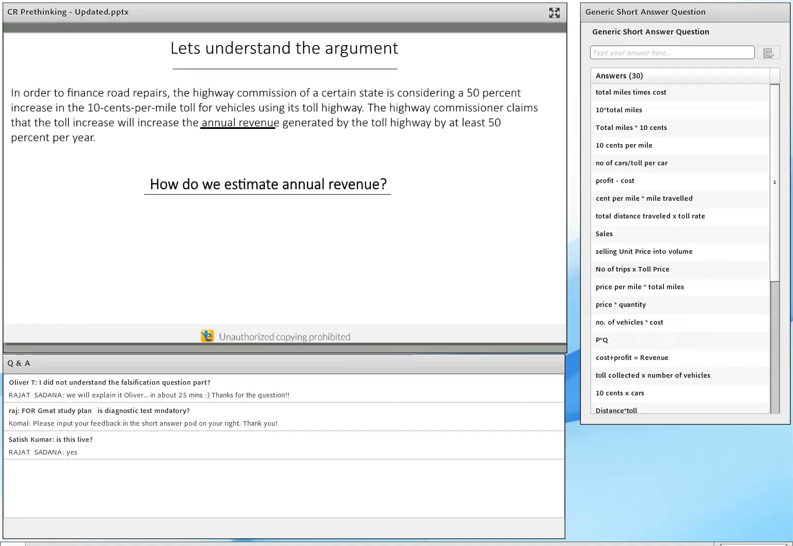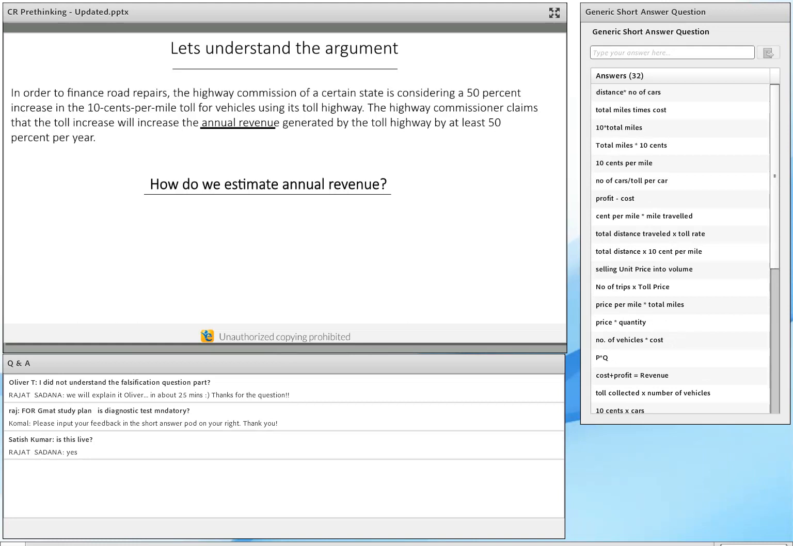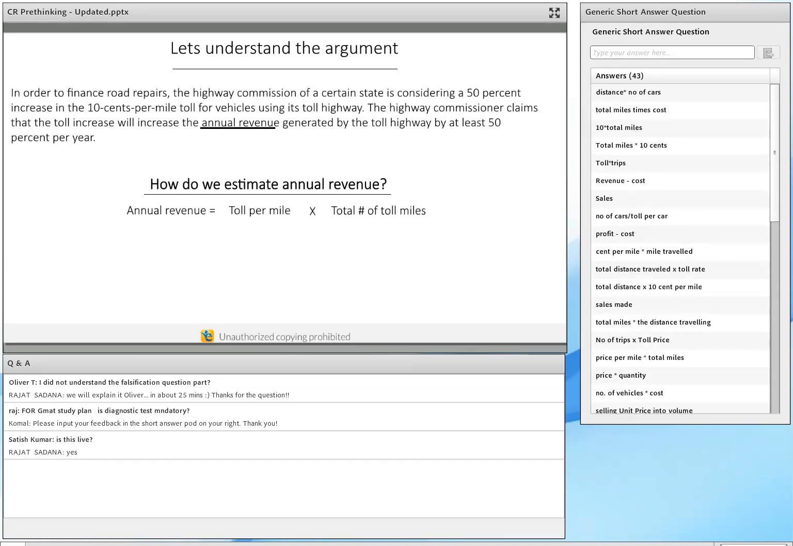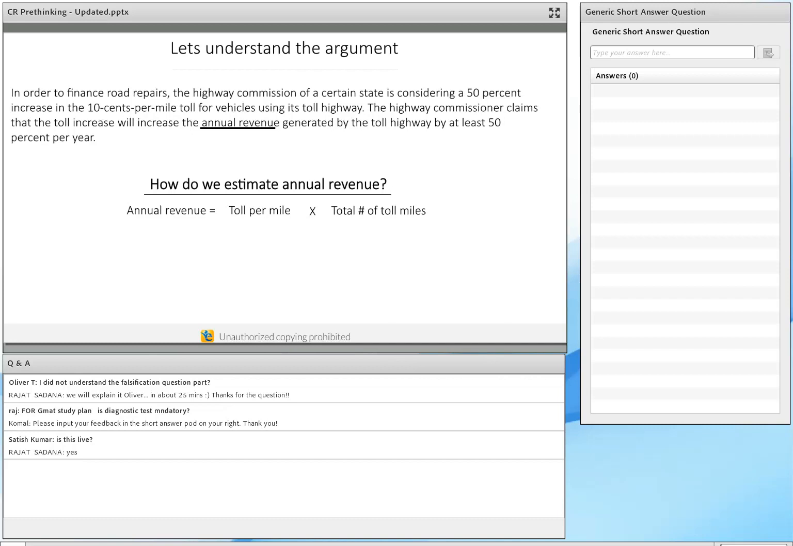Price times quantity is good. Okay, a better response is price per mile multiplied by the total number of toll miles. Okay, annual revenue is toll per mile multiplied by total number of toll miles. Is that clear? Okay.